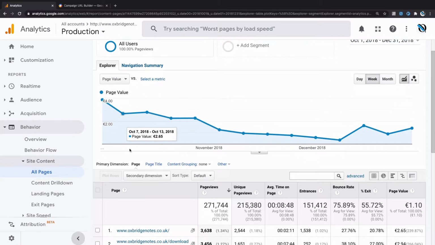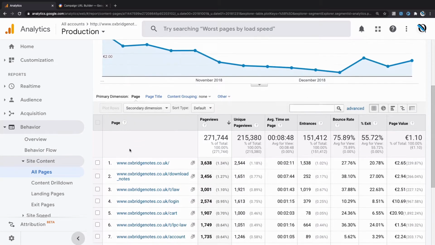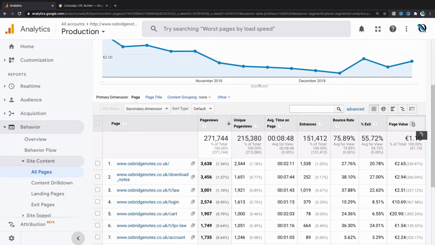What this report does is for every single page in your website, give the major figures, for example, page views and exit rate, page value, and so on. Page value is the most important one. If we hover over here, this is basically the average transaction value, as well as goal value, but we won't really go into that right now.